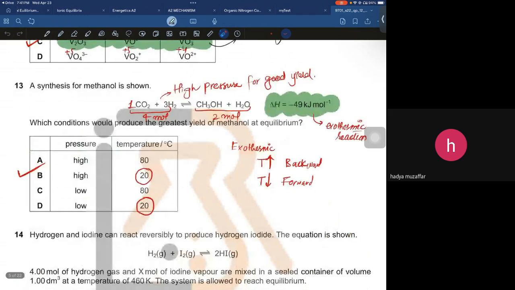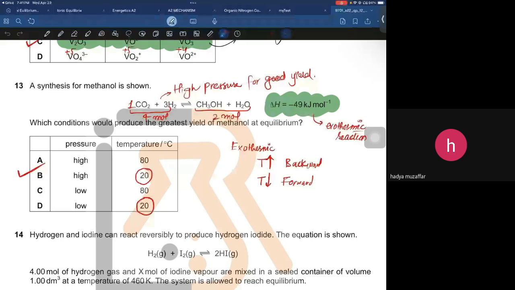Question number 13 says that a synthesis for methanol is shown, related to organic chemistry. Which condition gives the greatest yield of methanol at equilibrium? Also the chemical equilibrium. This reaction is exothermic. There are 3 moles of reactant and 2 moles of product. Simple. The greatest yield of methanol.